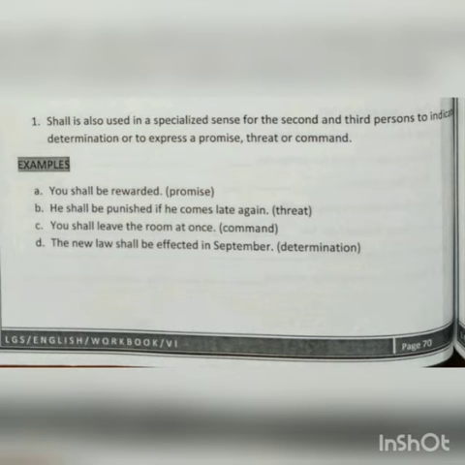Should is not often used as the past tense form of shall because it has the special meaning of obligation or desirability. Its examples are: we should work hard. He should listen to his mother.